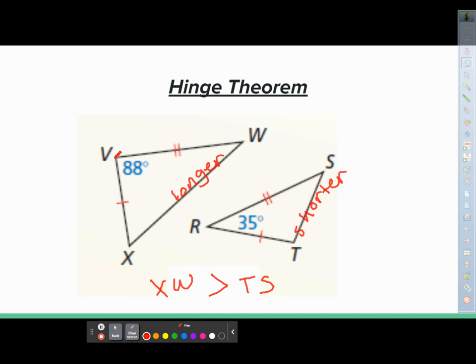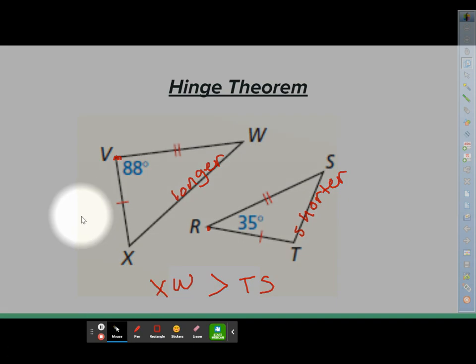So I like this angle here, like this angle would be where your door hinges are. This door is opened up to almost a 90-degree angle. This door is only opened up to a 35-degree angle. So this doorway would be wider than this doorway.